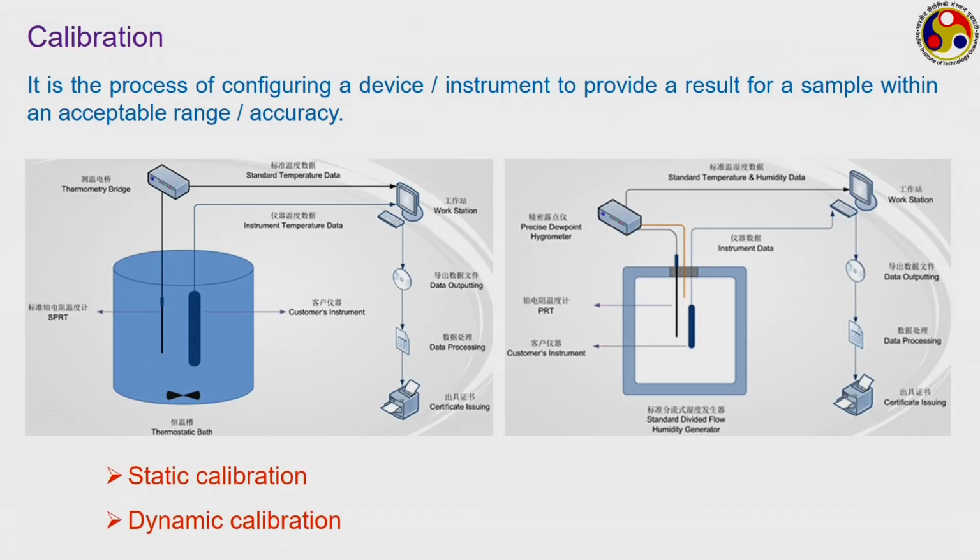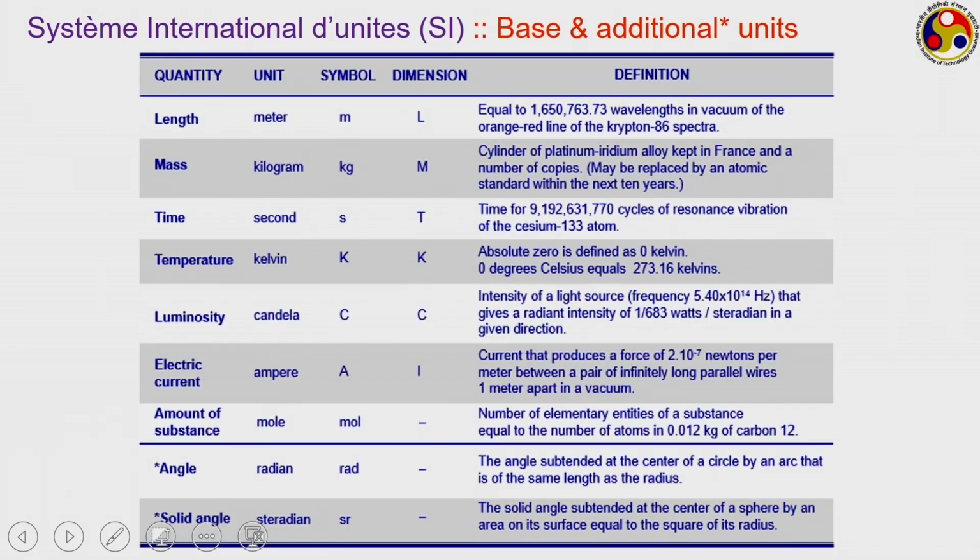Calibration generally can be of two types, static and dynamic. Again, I shall be talking about them in the next lecture. These are the internationally accepted standards. As per the SI units, there are 7 fundamental units, and out of these 7, length, mass, time and temperature are the ones that we have to use repeatedly in any kind of mechanical measurement.